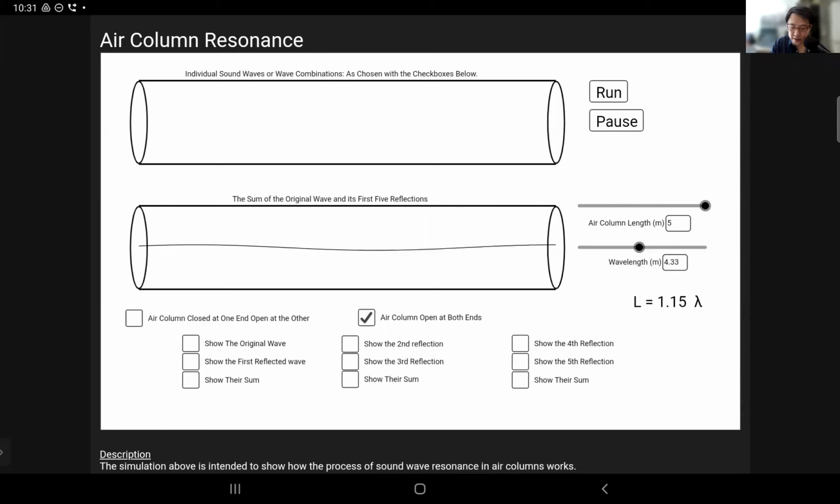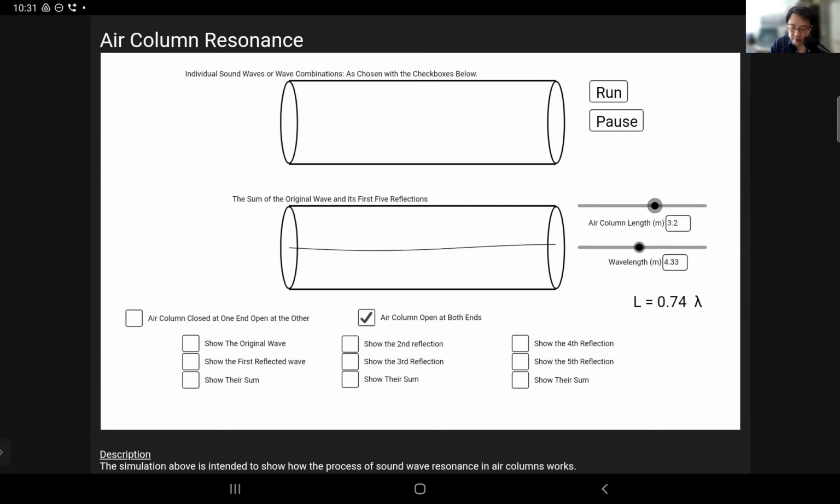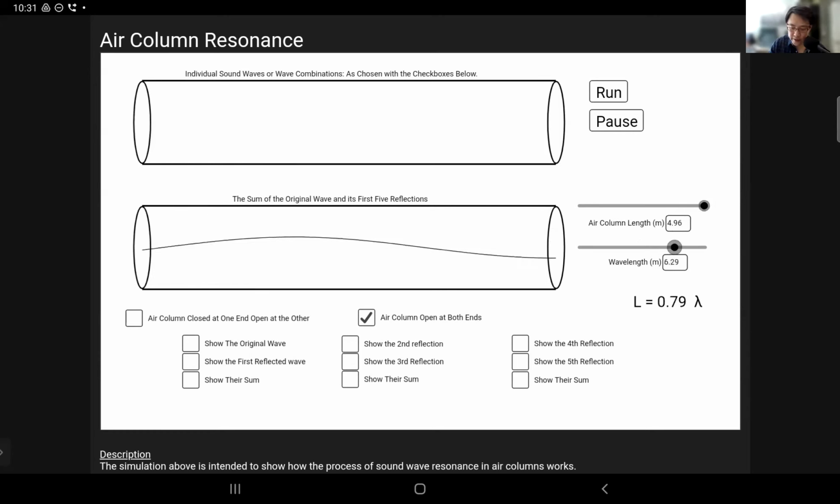So if we start from the two ends open, and let's try running it, you can change the length of the air column, whatever you like. You can change the wavelength of this one. As you can see, it has some movement in here, but to run this is going to show you a little bit better idea. So this is a fluctuation that is going on in the air column. As you can see, it's not going to show up as a loop.